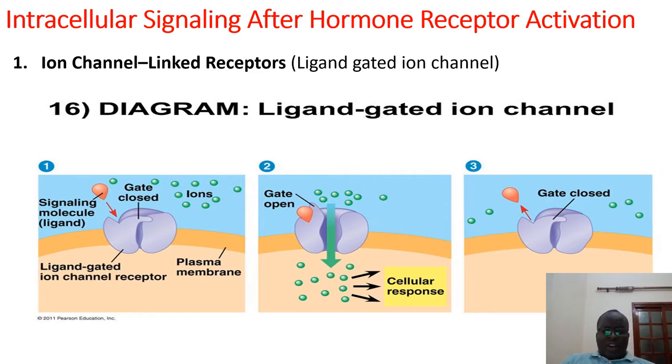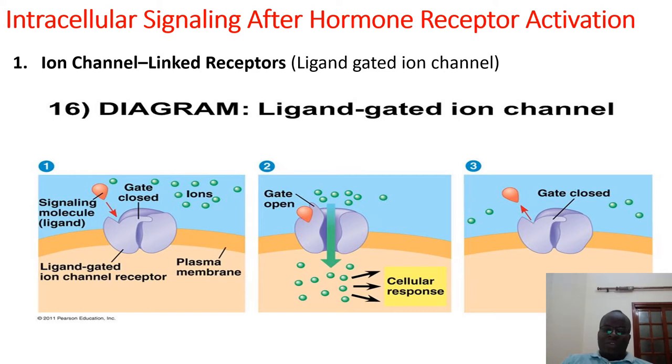You can see in this diagram, you have a receptor that is linked with an ion channel. At the center here, you have an ion channel that is linked with a receptor. The signaling molecule is a ligand or a hormone that can come and bind to the receptor. But if there is no interaction between the hormone and the receptor, the gate is closed. This ion can't move here. Why? It's because the gate is closed. So it's a ligand-gated ion channel.